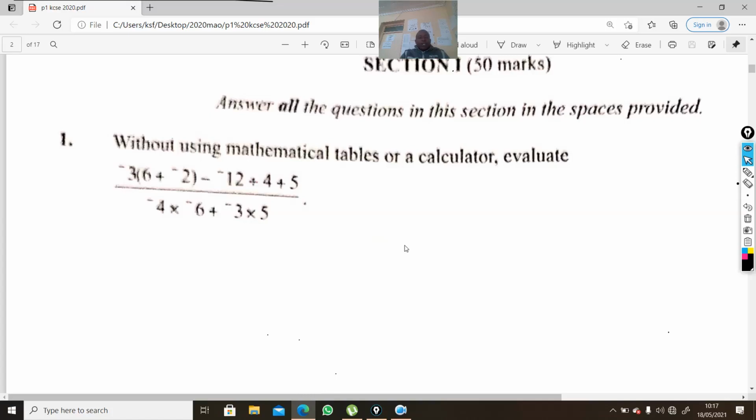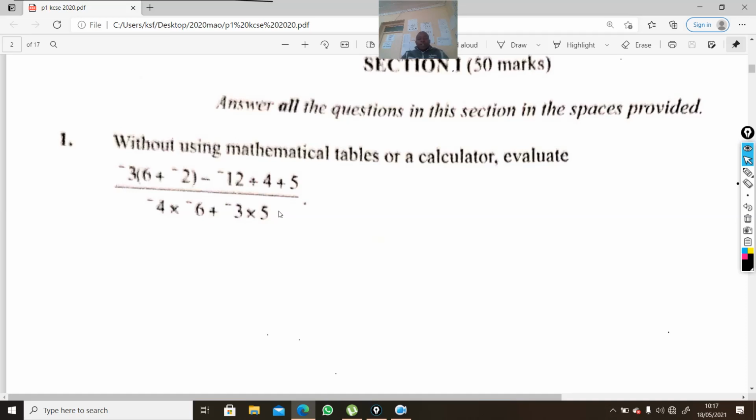The question was stating that without using a mathematical table or a calculator, evaluate negative 3 into bracket 6 plus negative 2 minus negative 12 divided by 4 plus 5 all over negative 4 times negative 6 plus negative 3 times 5.